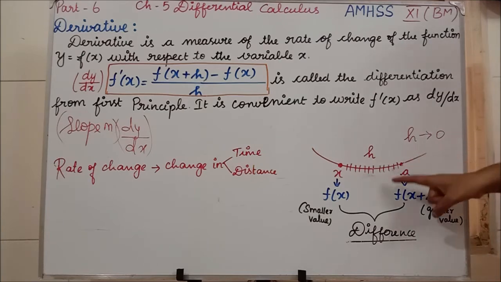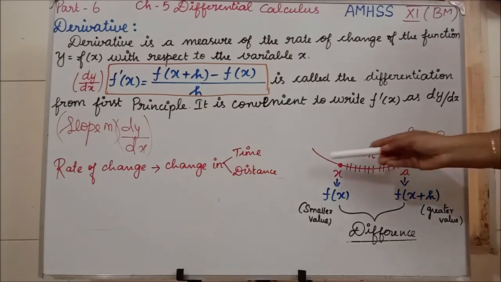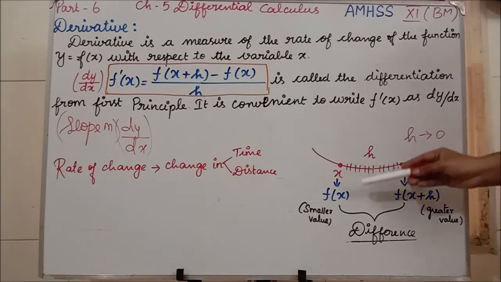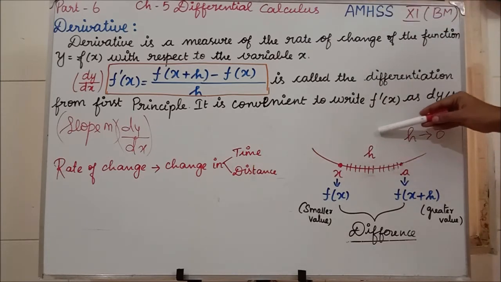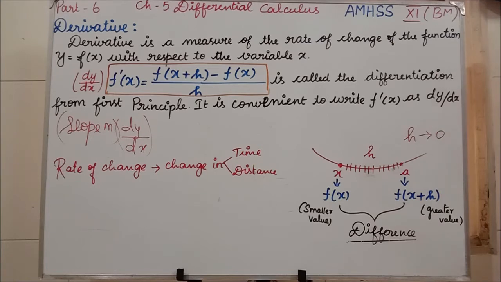This is our greater value, and this is our smaller value. So greater value minus smaller value: f of x plus h minus f of x, divided by this increment value h. Students, this formula is the very fundamental expression in differential calculus. Based on this formula only, all the remaining formulas have been framed. Clear? So this is the very basic formula in differential calculus. Using this formula only, we are going to do the exercise 5.4 fully.